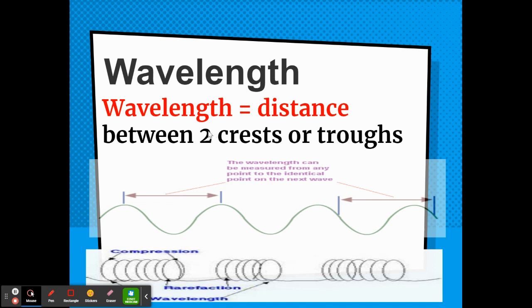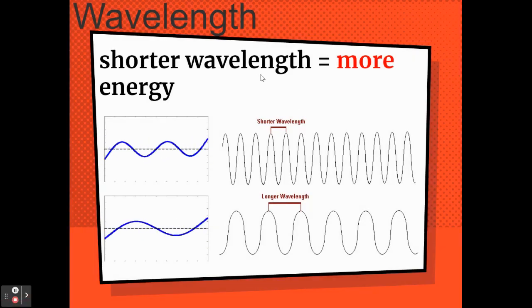Wavelength. Wavelength is the distance between two crests or two troughs. So on a transverse wave, this is your wavelength here from one crest, or you could do two troughs, okay? But for your longitudinal wave, it's from compression to compression. Shorter wavelength means more energy. So see how there's a shorter wavelength, there's more energy here, right? When we're talking about amplitude, if the amplitude is bigger, then it also has more energy.